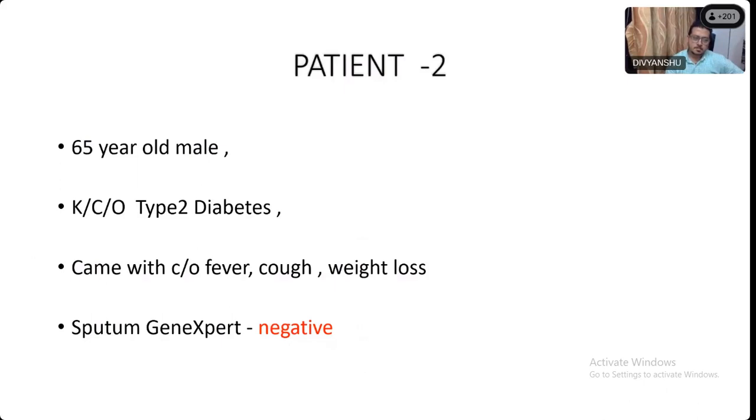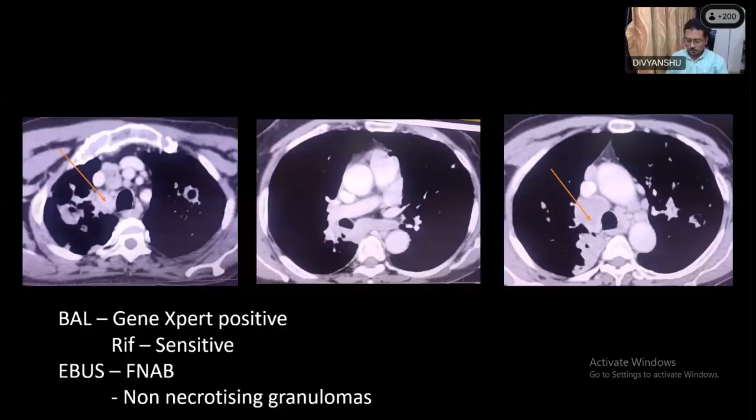Now the second patient, a 65 year old male, known case of type 2 diabetes, came with fever, cough and weight loss, and sputum evaluation was done. Being a diabetic and having cough, fever, weight loss, the commonest diagnosis would be TB, but sputum GeneXpert was negative. Then, because he was an elderly man and he had got his USG abdomen and CT scan done at his native place, there could also be a suspicion of lymphoma that needs to be ruled out.